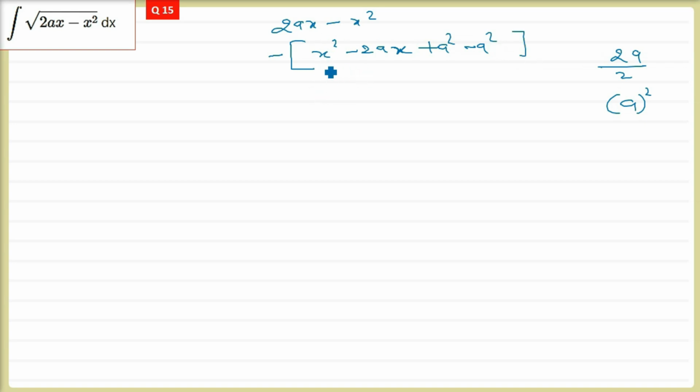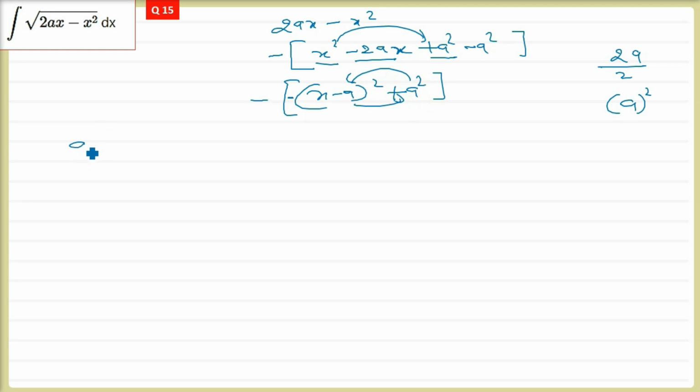So a square plus b square minus 2ab will be simply x minus a whole square. If you open it, x square plus a square minus 2ax will come. Minus a square is also there. But negative we cannot have inside a root because actually we are dealing with under root 2ax minus x square only. So when you take the negative inside, these terms will get swapped with the sign. So a square minus x minus a whole square, and this is inside a root.